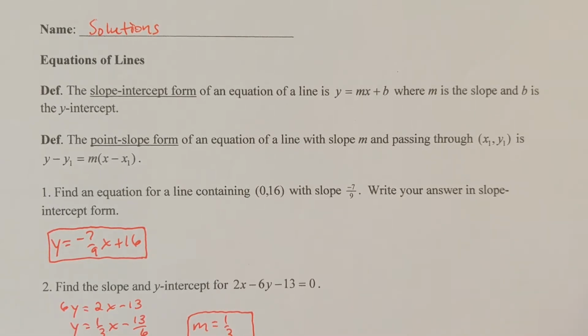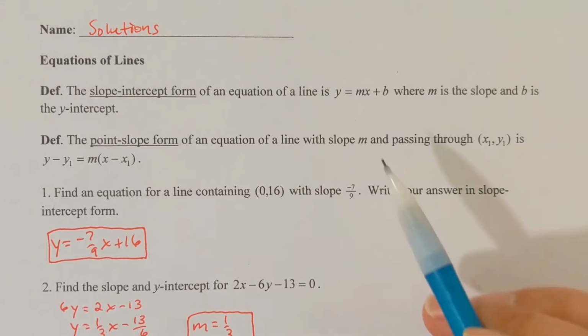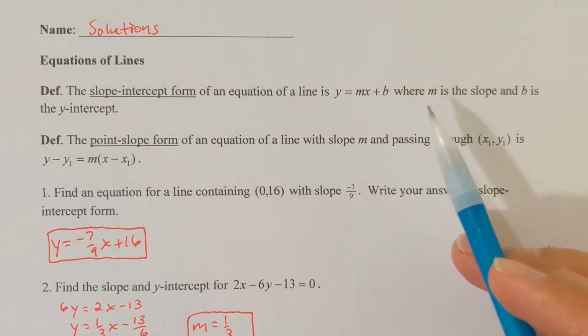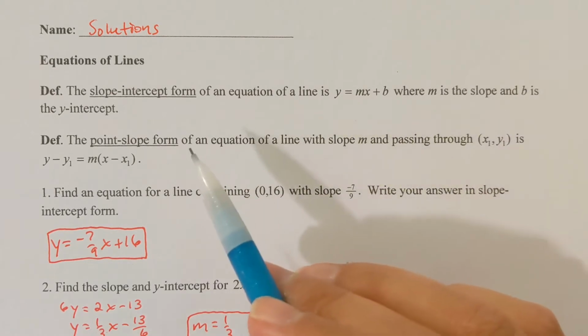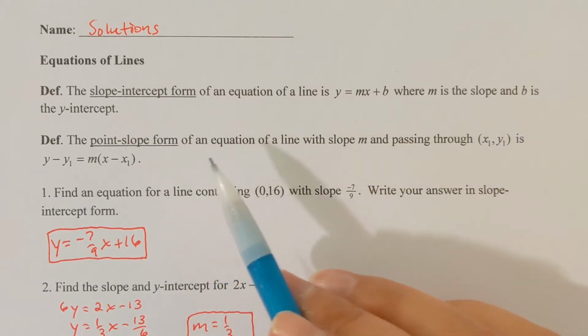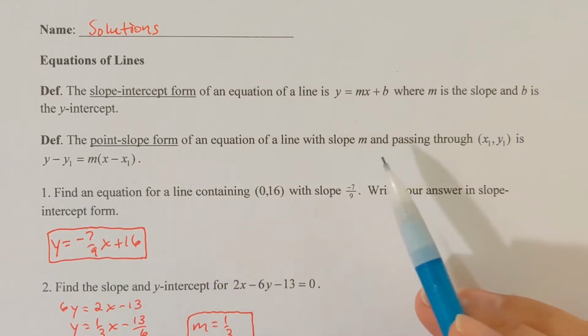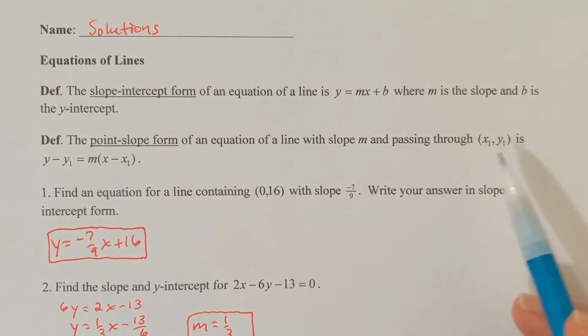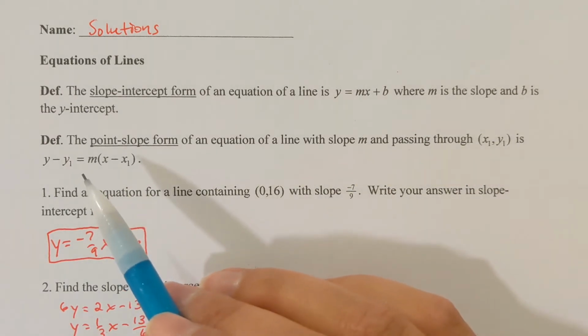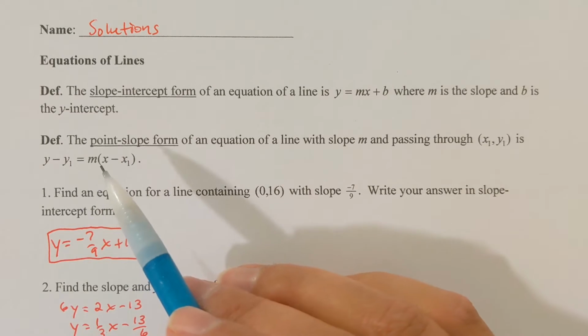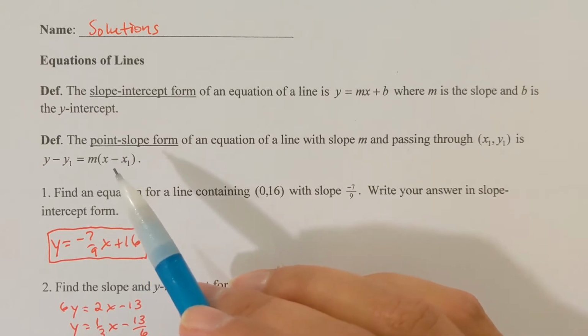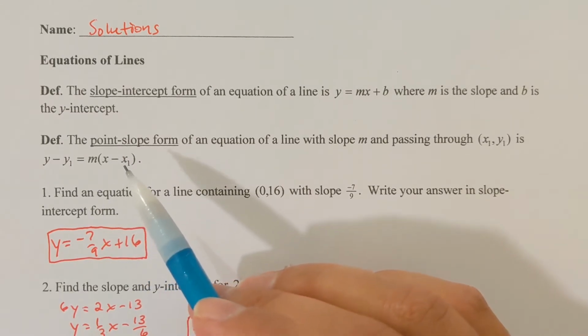A definition: the slope-intercept form of an equation of a line is y equals mx plus b, where m is the slope and b is the y-intercept. The point-slope form of an equation of a line with slope m and passing through (x1, y1) is y minus y1 equals the slope m times the quantity x minus x1.